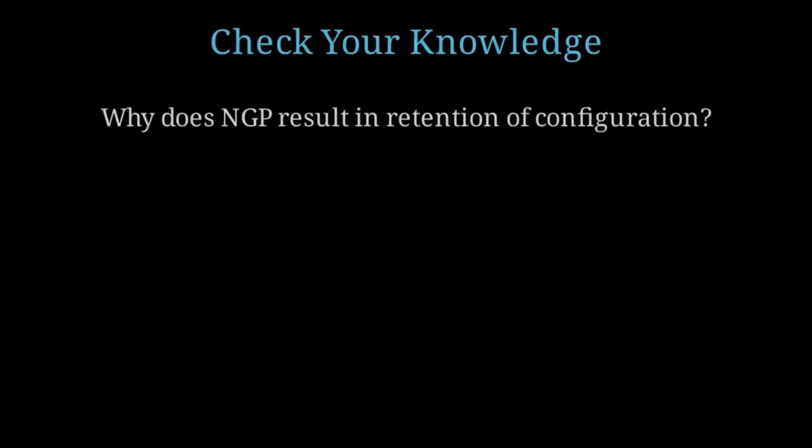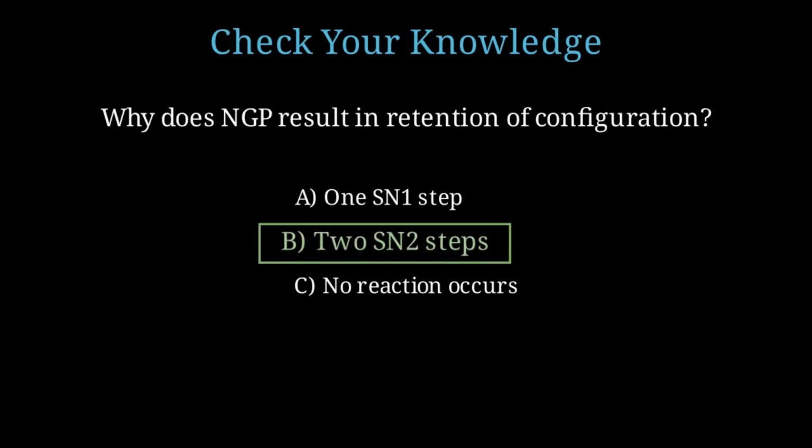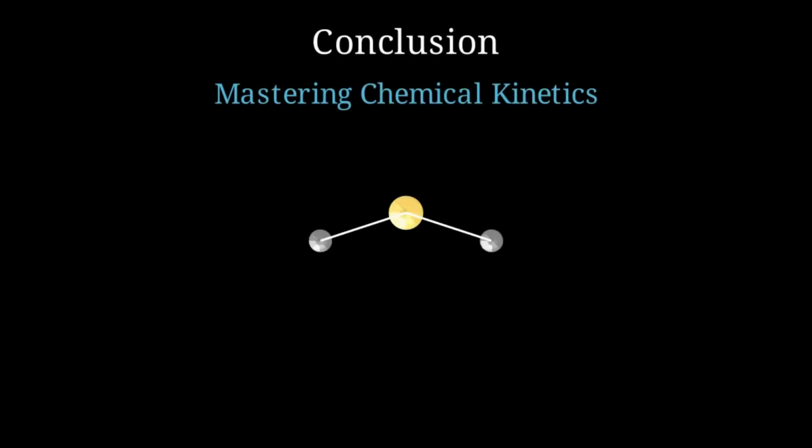Quick question: why does NGP result in the retention of configuration? The answer is B. The reaction consists of two successive SN2-like inversions. Inverting an inverted center returns it to its original spatial arrangement. Understanding neighboring group participation allows chemists to predict reaction rates and stereochemical outcomes in complex molecules.